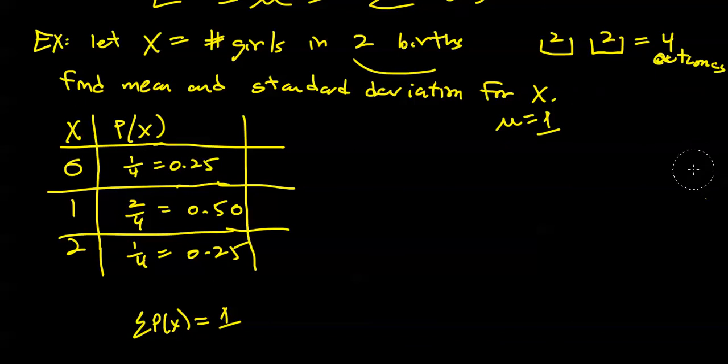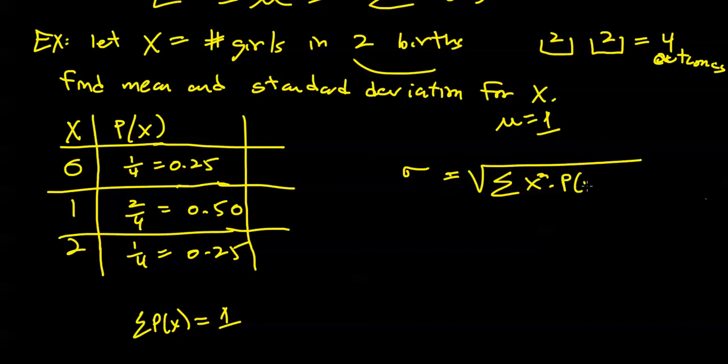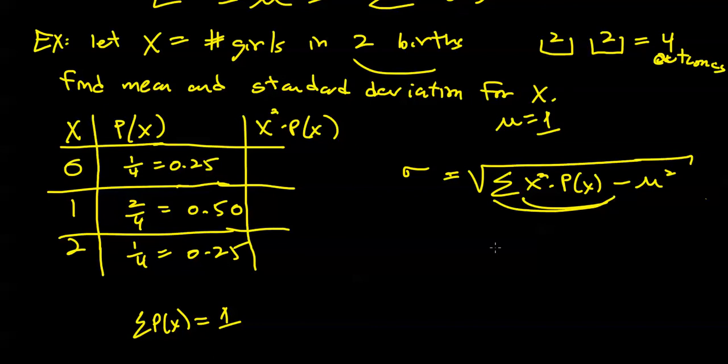Alright, the standard deviation. Well, the formula for standard deviation is sigma equals the square root of the summation of x squared times p of x, minus mu squared. Mu we already have. Well, we need an x squared times p of x column as before, and then the sum of that column is going to be this term under the radical sign.